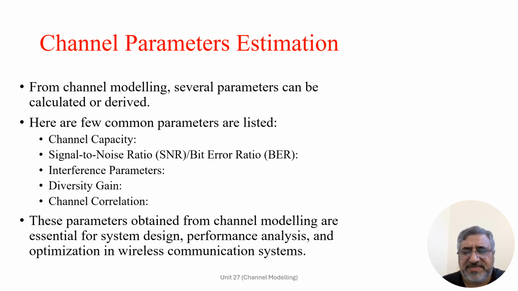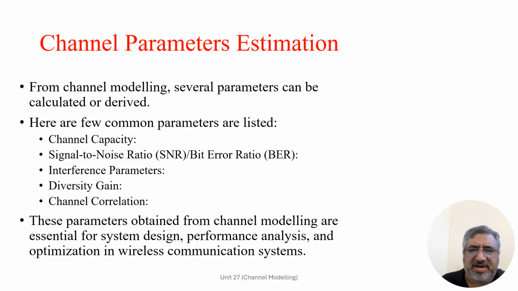Similarly, channel correlation is another parameter which is estimated through channel modeling, because channel modeling can provide correlation parameters that describe the spatial or temporal correlation between different channel realizations. Channel correlation overall affects the performance of multiple antenna systems and diversity techniques. Understanding channel correlation helps to optimize the system parameters and enhance performance.